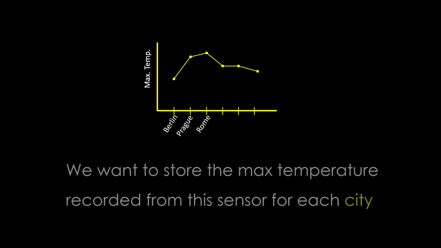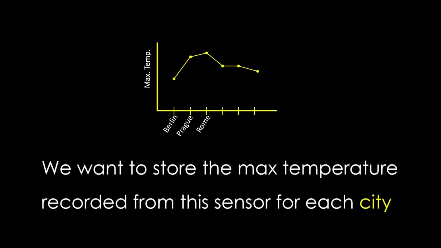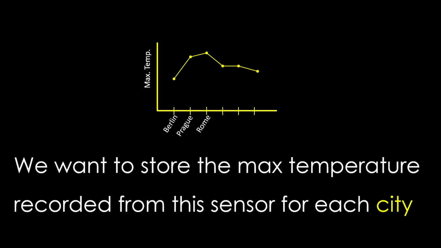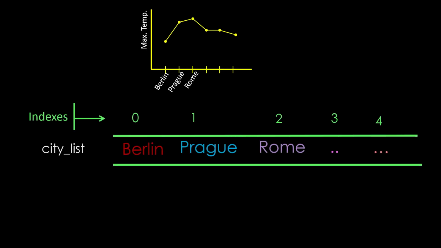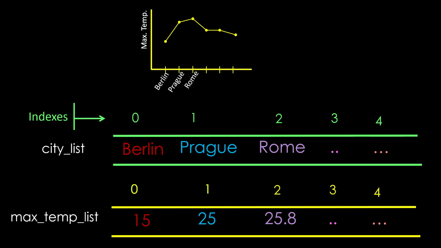Now let's add a little more twist. Suppose instead of the day of the month, we want to store the max temperature per city. Can you find out how we can use lists for this? One option is to use two lists, one for the cities and the other for max temperatures.